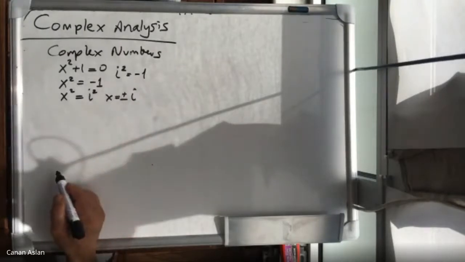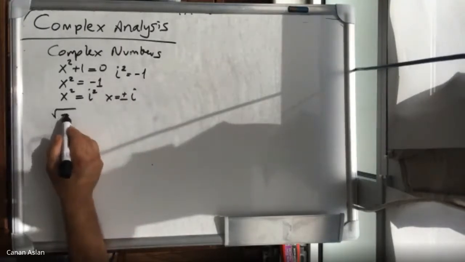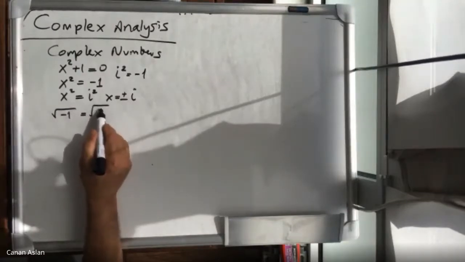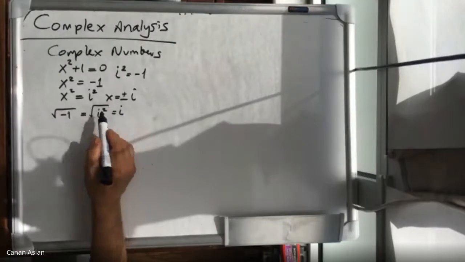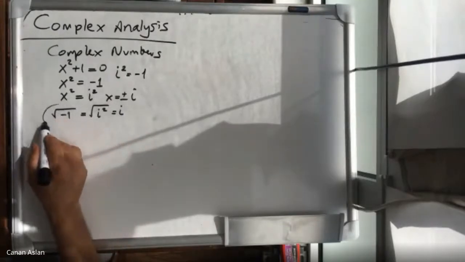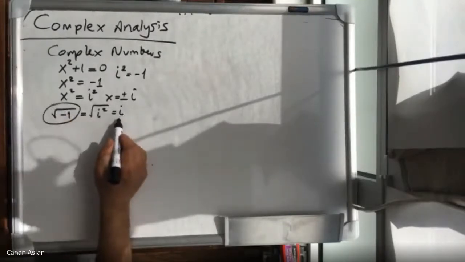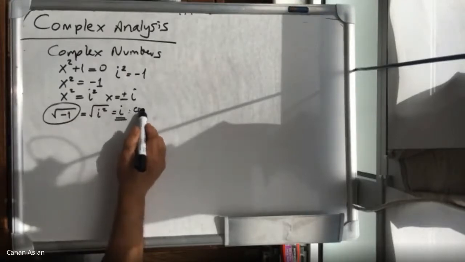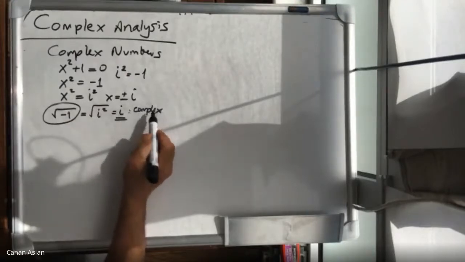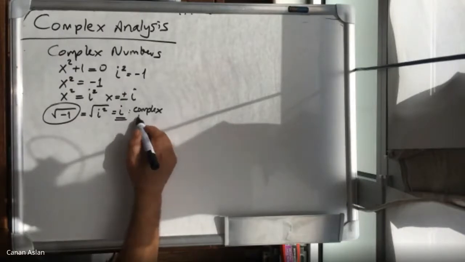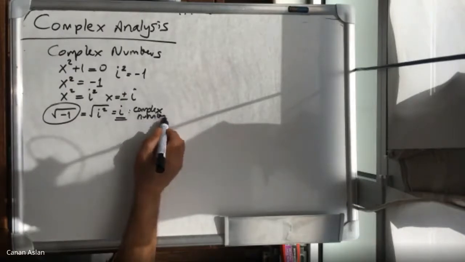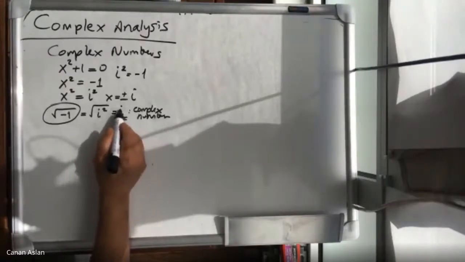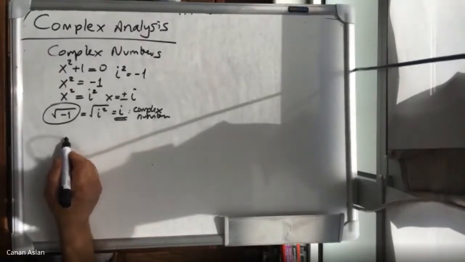So also the square root of minus 1 is just the square root of i squared, and it is equal to i. So whenever we end up with a square root of a negative number, then it goes out as i. So i is the complex number. So all the complex numbers can be written in terms of i like this.